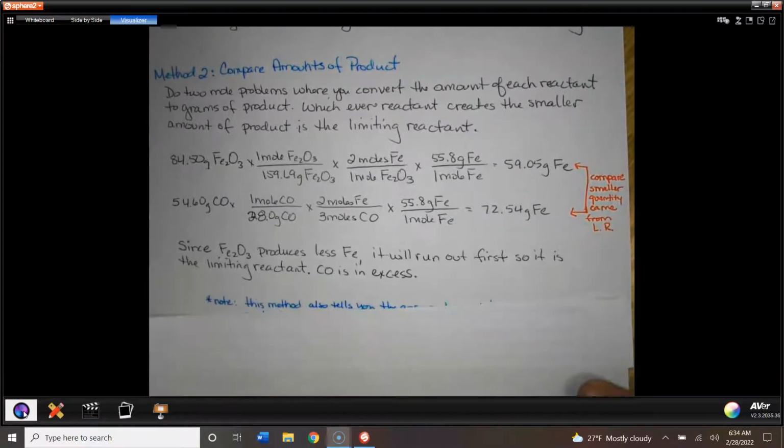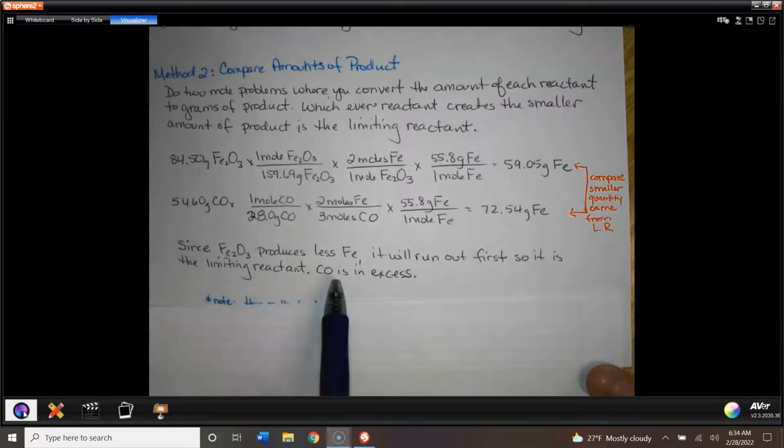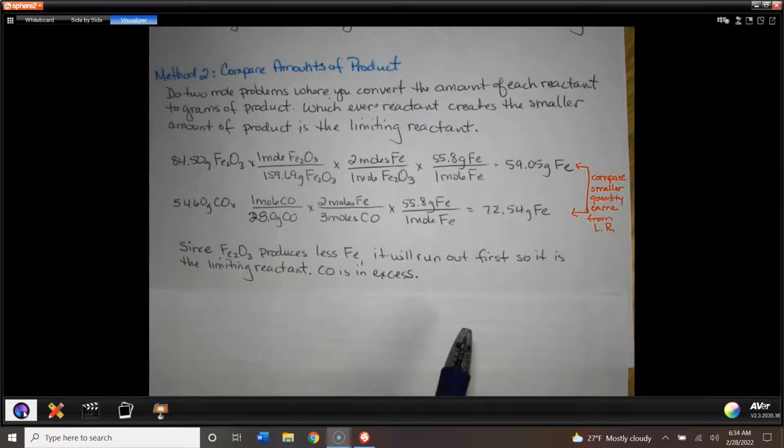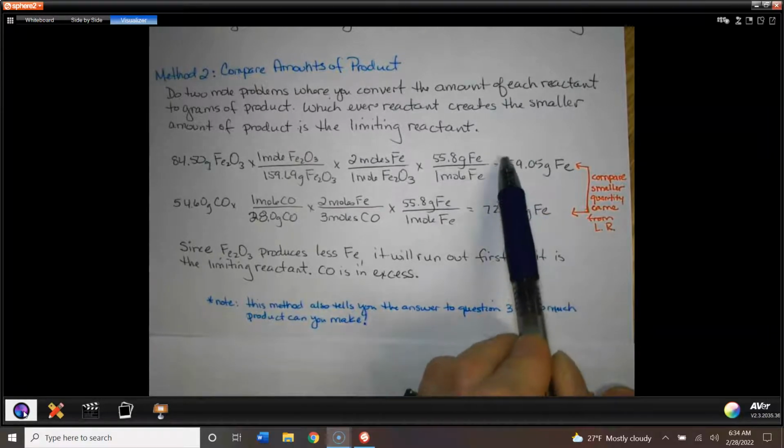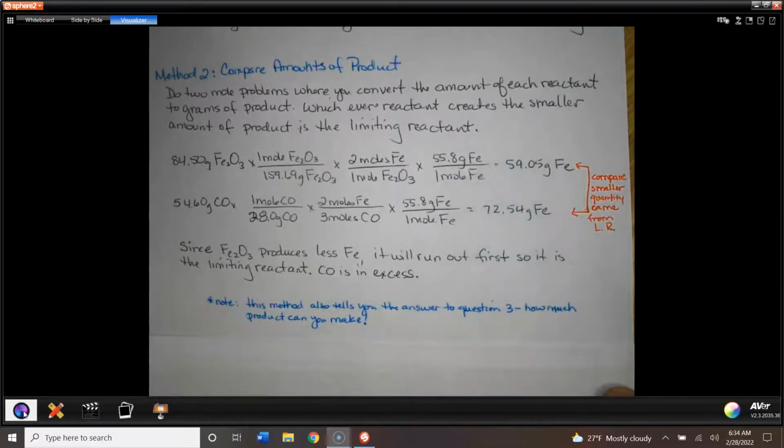So now my conclusion can be, since iron oxide produces less iron, it will run out first, so it's limiting, and carbon monoxide is in excess. And like I said, the nice thing about this second method is I've also answered question number 3. How much product can you make? Look at that, 59.05 grams of iron.